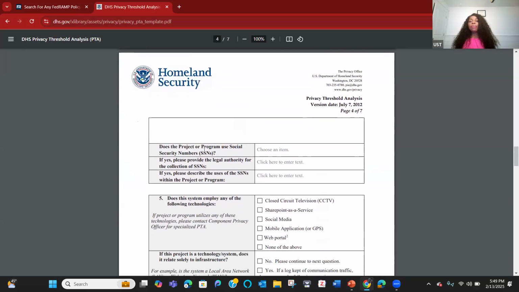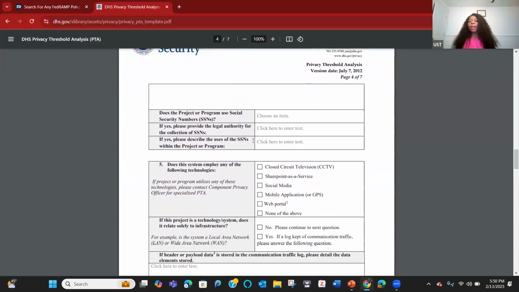And if you see here, does this program use Social Security numbers? If yes, you put it there. If yes, provide the legal authority for collecting SSNs, your Social Security number. And believe me or not, with most information systems, organizations don't just collect your Social Security number like that. Before they collect it, know that they have legal laws or authority that allow them to collect it. And that's why you need to be able to document that.